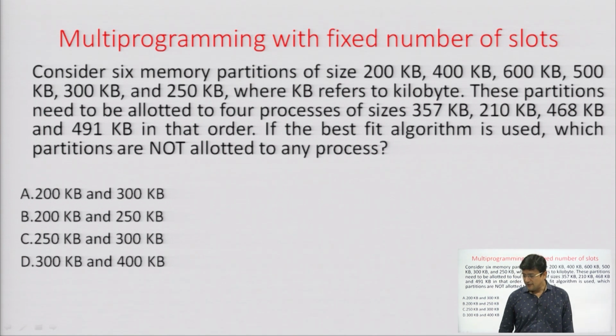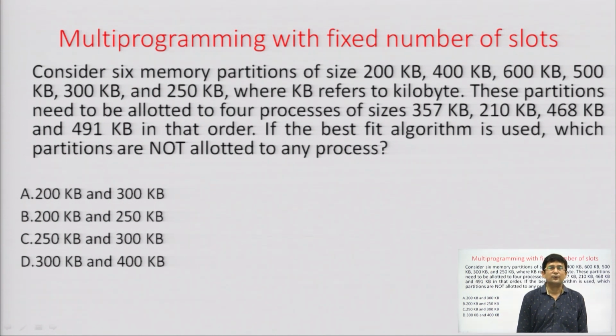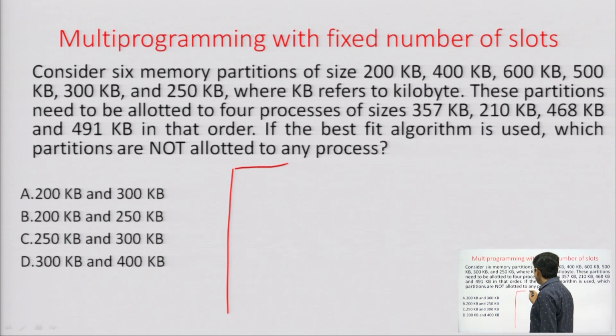Now, this is again an example of something which is asked in a similar manner: consider the 6 memory partitions 200, 400, 600, 500, 300 and 250 KB, where KB refers to kilobyte. These partitions need to be allocated for 4 processes, 357, 210, 468, 491. The best fit algorithm is used; which partition is not allocated to any process? Very simple.